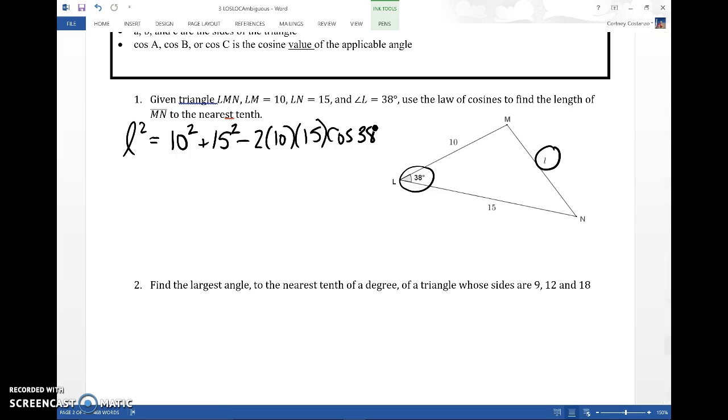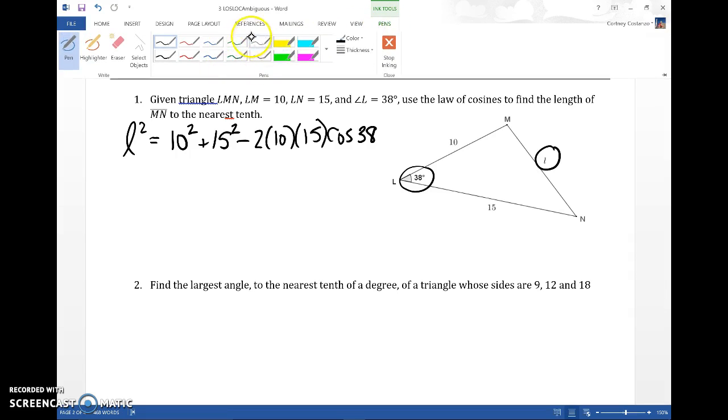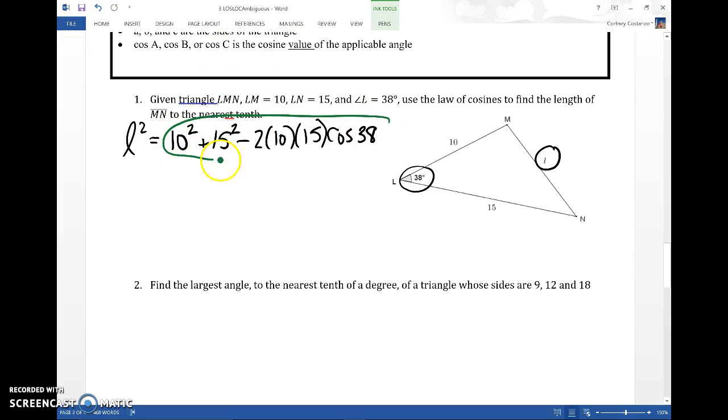From here, this whole right-hand side, let me circle it in a different color, that can be just typed in your calculator, literally the whole thing all at once if you would like.